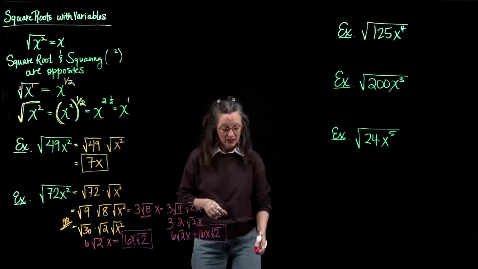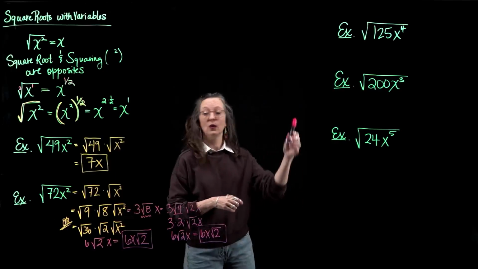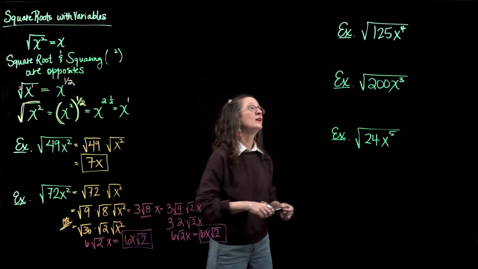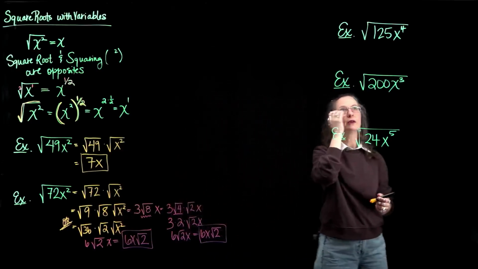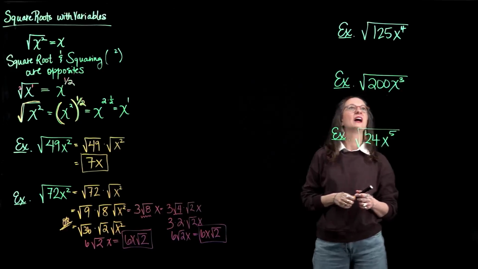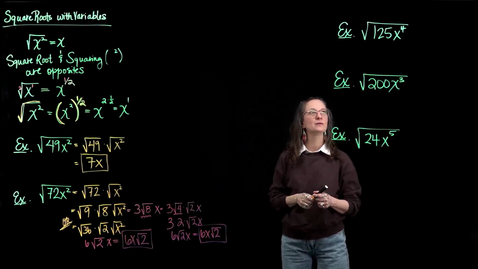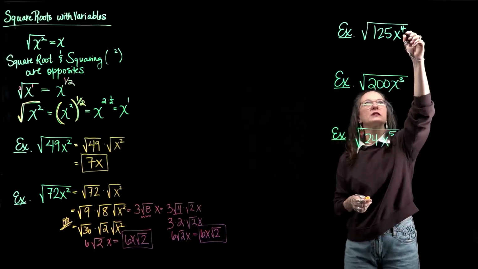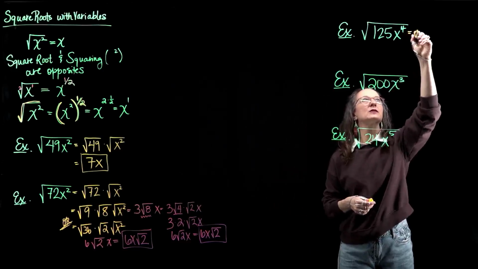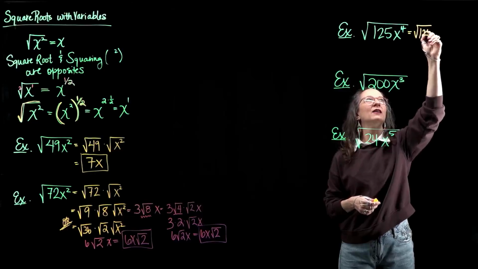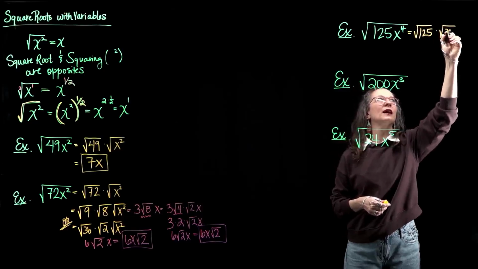All right. Let's go up to the top. We've got square root of 125x to the 4th power. All right, the first thing I'm going to do to break this up is square root of 125 times the square root of x to the 4th.